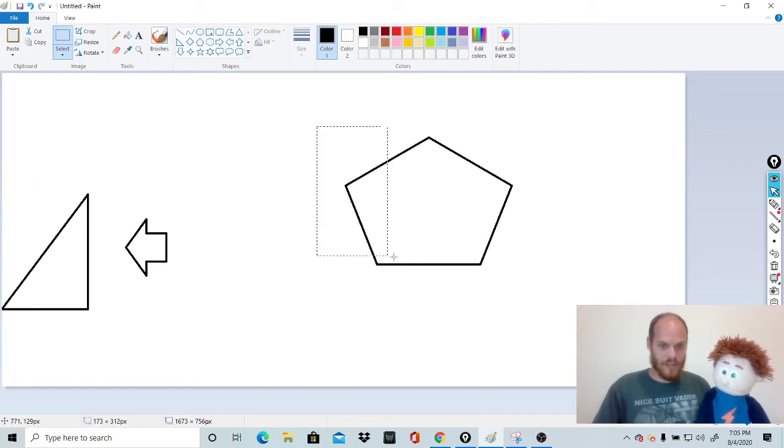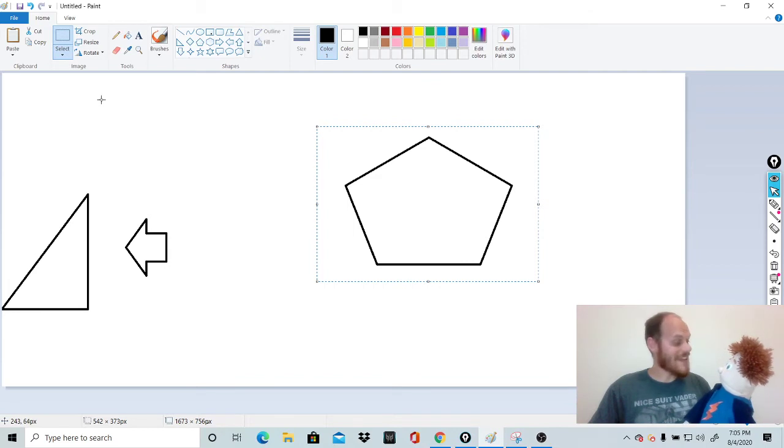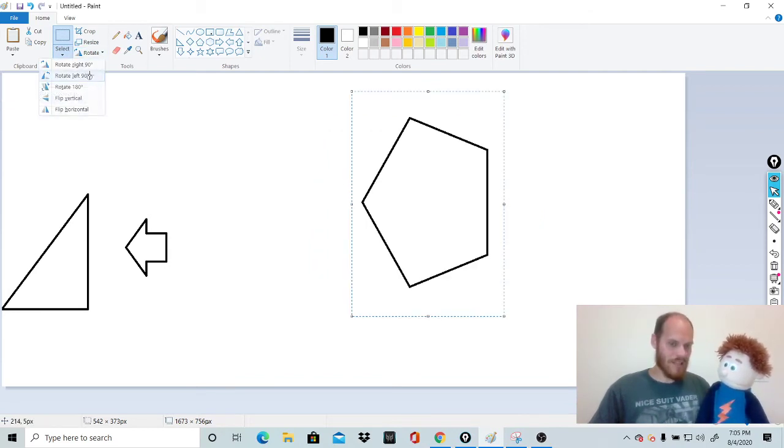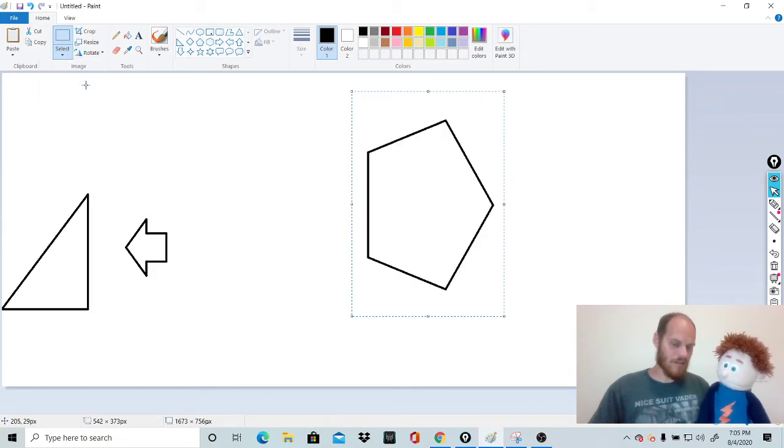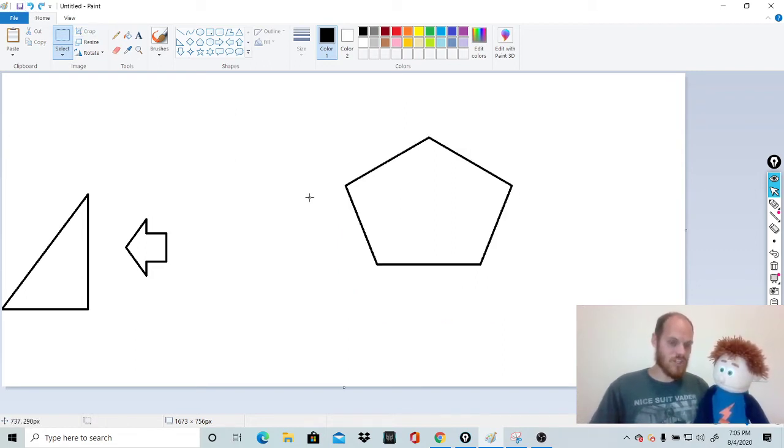But there's another version of this that's really important, and that's called a rotation. And obviously, a rotation is kind of what it sounds like. Basically, your shape is going to be turning. Notice that shape is turning? You're turning it. I am turning it, but as I turn it, the shape itself doesn't change, it's just rotating.